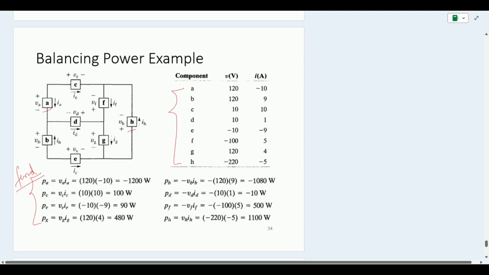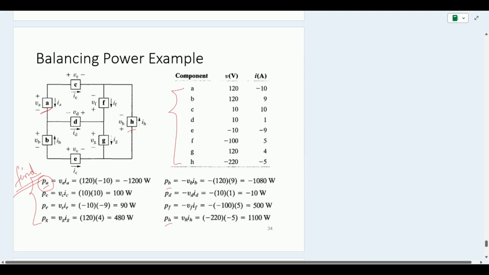So basically we found the power associated with all the electrical elements, starting from A, B, C, D, E, F till G, using the passive sign convention. So let us take an example. We start with finding the power of unit A.